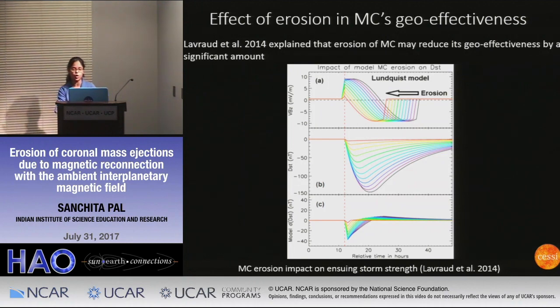The DST index is the storm index, which depends on the encircling ring current of the earth. As the electric field decreases gradually due to the erosion, the DST index will also decrease. This is the change of the DST index with time. The black line shows the electric field of the magnetic cloud when it is not eroded, so that black line corresponds to the black line of the DST index here.